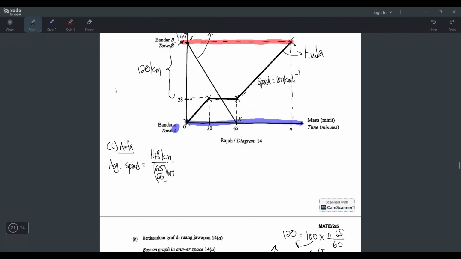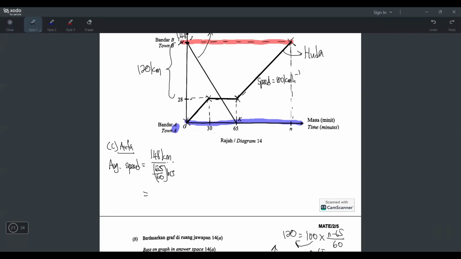Because if you don't open a bracket, it becomes like this, and if you press this in your calculator, it will do 148 divided by 65 first. Then it's wrong, because these two are different things. So make sure you open the bracket, and make sure you press the bracket too, otherwise it will be wrong. Alright, so I'm pressing my calculator now.